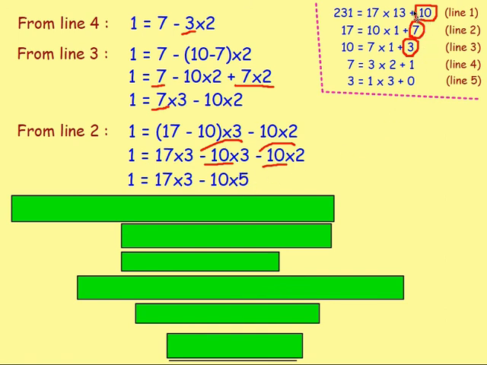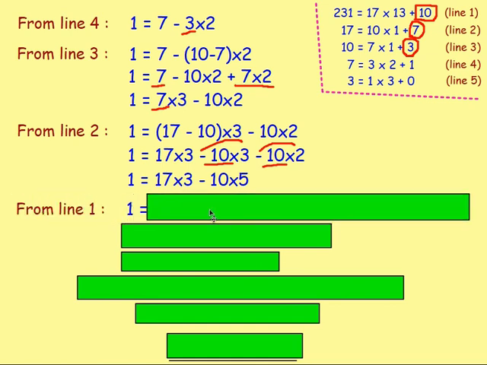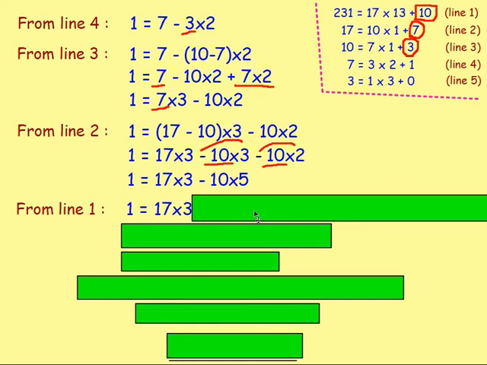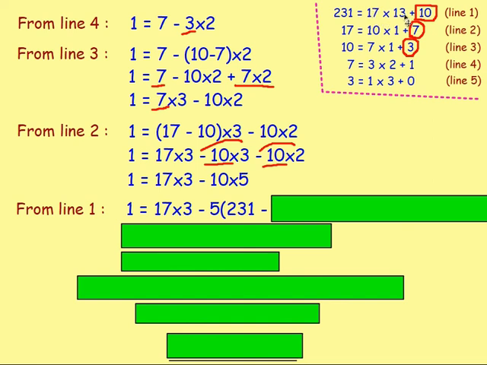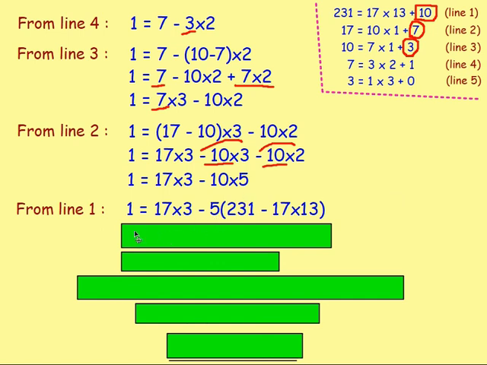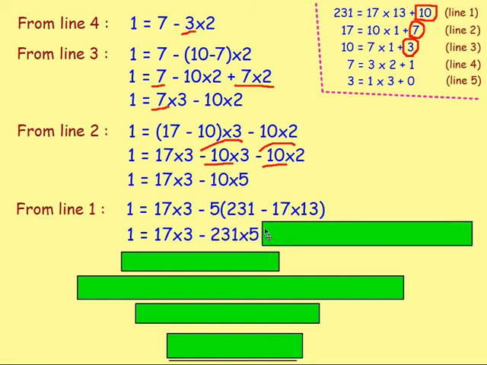Where do we go after that? Well, we go up to this line here where we replace the 10s with what they are equal to. So from line 1, we can say that 1 equals 17 times 3, take away 5 times, and replace 10 with 231, take away 17 times 13. Close the bracket. After that, multiply the brackets. So we would have 1 equals 17 times 3, take away, and we would have 5 times the 231. We also have the negative 5 times negative 17 times 13.